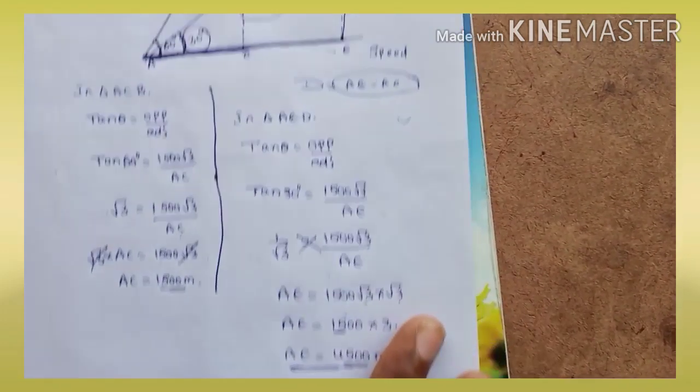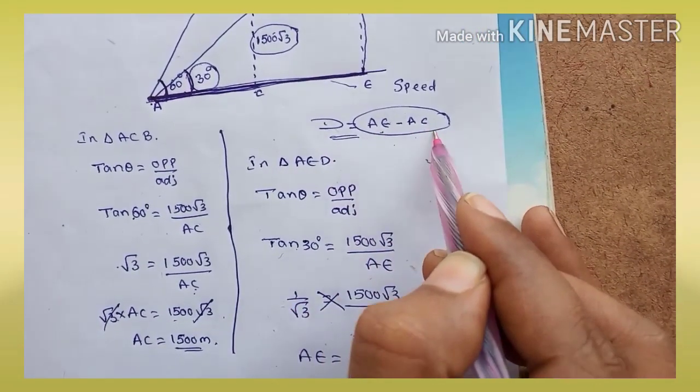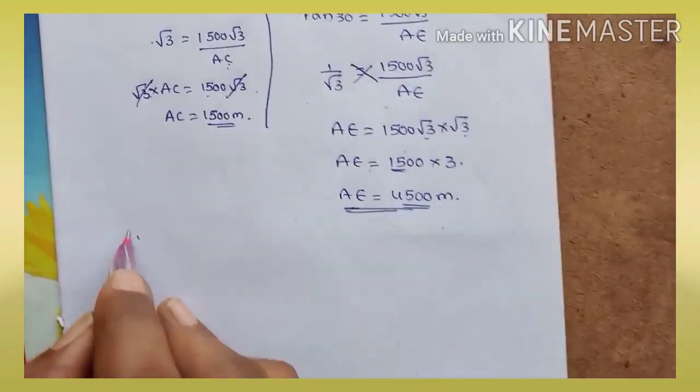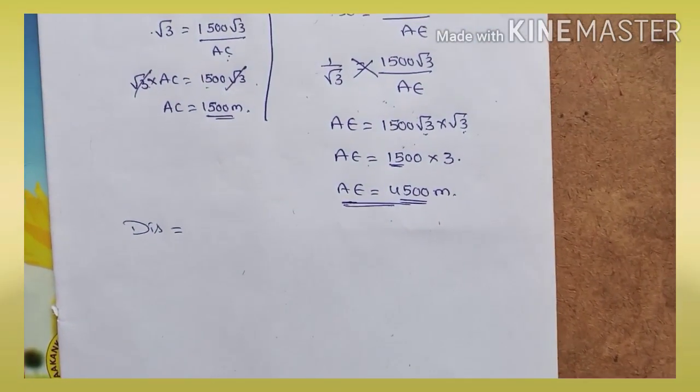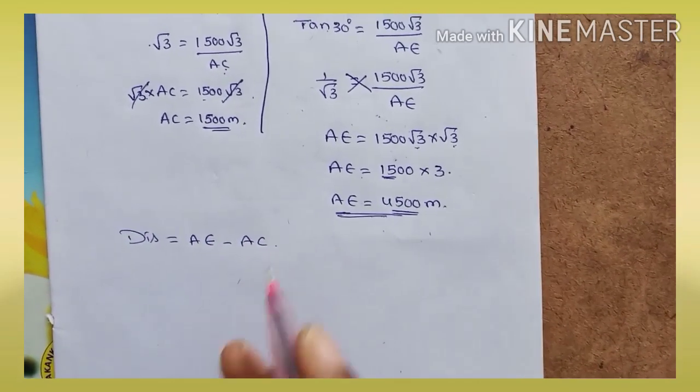We already discussed that the distance is equal to AE minus AC. Now the distance covered by the jet plane is equal to AE minus AC.